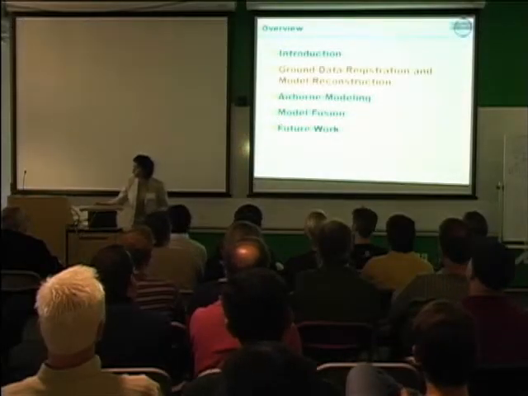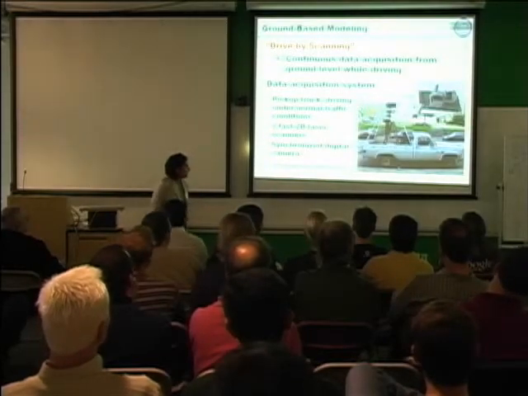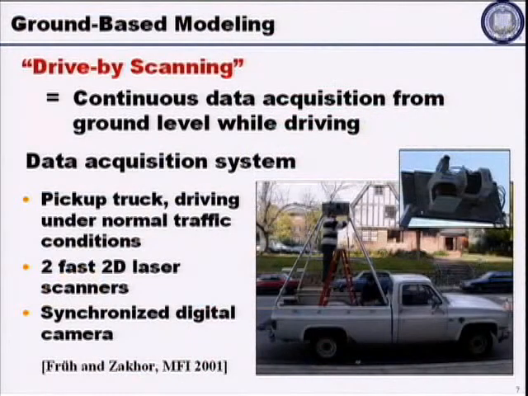So I'm going to talk very briefly about the ground-based modeling. This is our acquisition vehicle parked in front of Cory Hall at UC Berkeley. It consists of this board here that has three things. It has two SICK laser scanners. One of them is vertical. The other one is horizontal. And it has a camera, a Sony camera. And the data from all of these things is connected through these wires to a PC that's sitting in the back of the truck, getting powered by the battery on the truck itself. And as I said, we call this drive-by scanning. We collect the data as we're driving under normal traffic conditions on the roads. We don't stop and go.